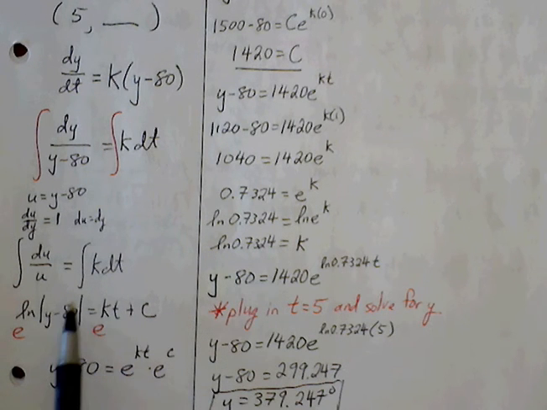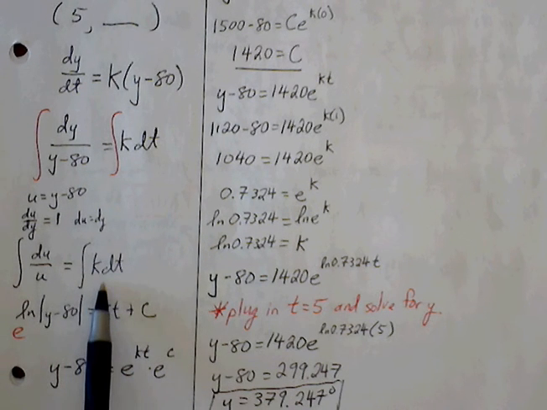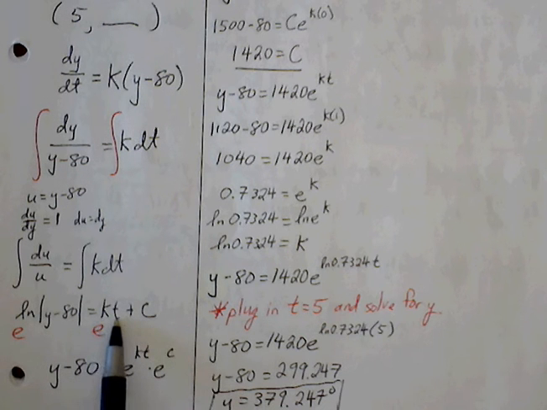The constant k, the integral of a constant is simply constant times the variable t plus c. So we have this equation.